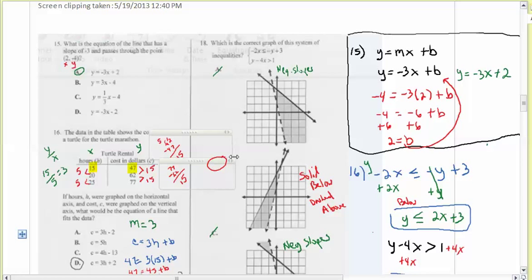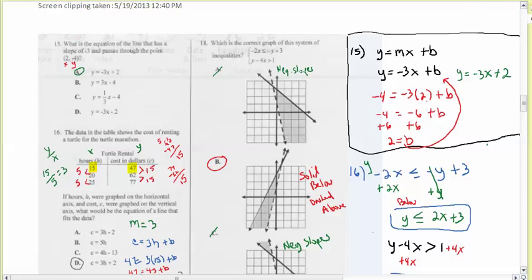Okay, at number 15, the problem says, what is the equation of a line that has a slope of -3 and passes through the point 2, -4? So y equals mx plus b form. So I'm working over here. I got my slope of -3. I'm going to plug in my x and y value, which they gave me was x is 2, y is -4.